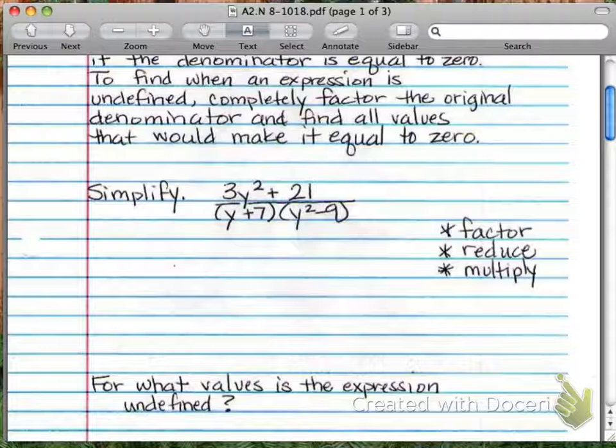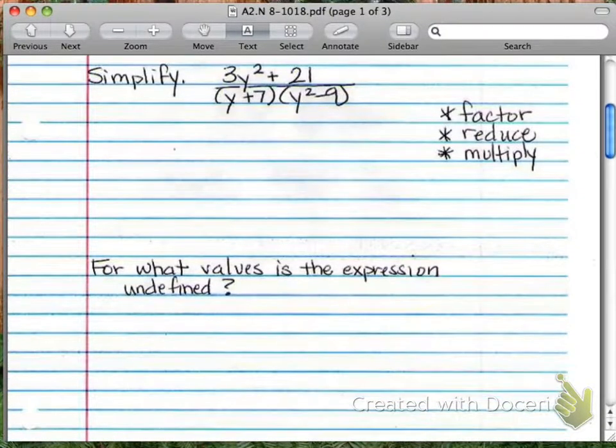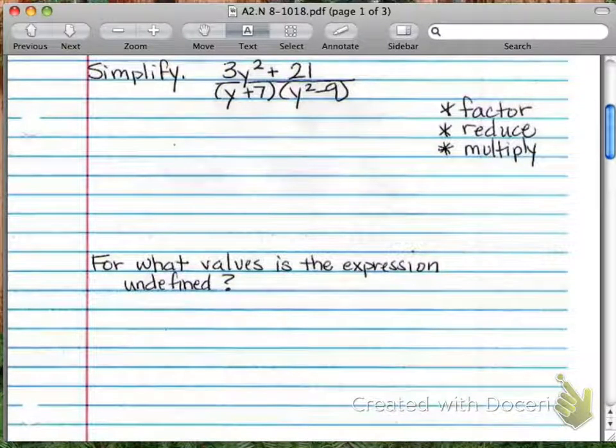Okay. Let's go ahead and get started with our examples. We're going to do a whole bunch of examples today. All right, so we're going to simplify 3y squared plus 21 divided by y plus 7 times y squared minus 9. So the first thing we need to do is factor. We need to factor what we can factor.